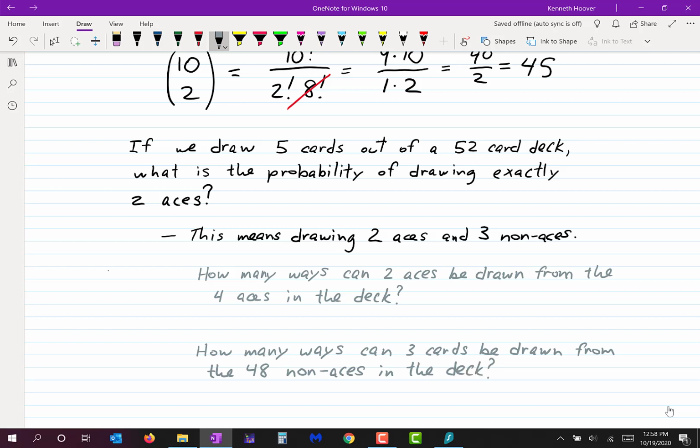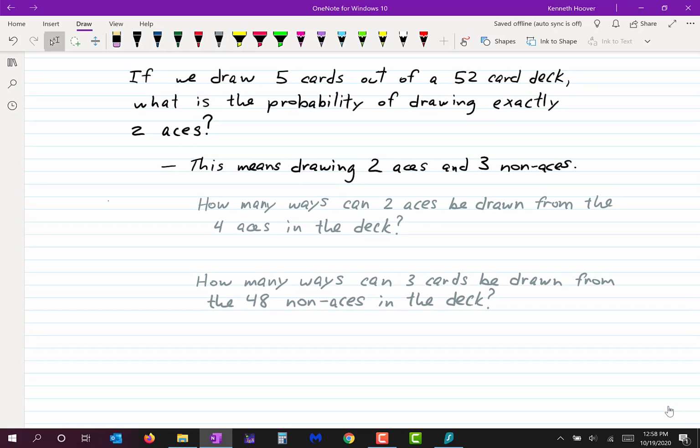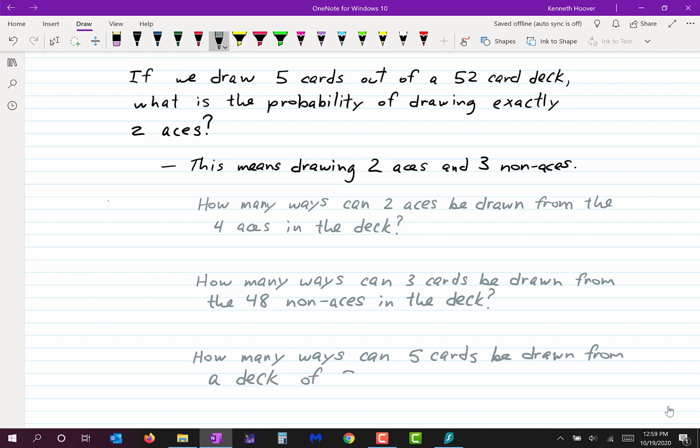And one more question we need to answer is, how many ways can 5 cards be drawn from a deck of 52? Okay, let's answer those 3.